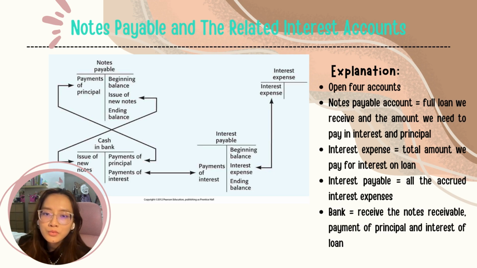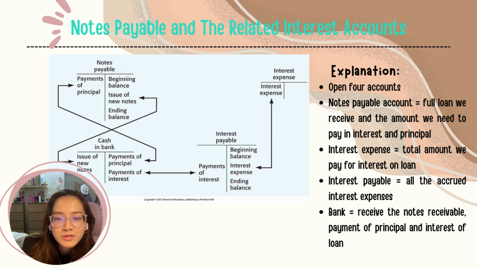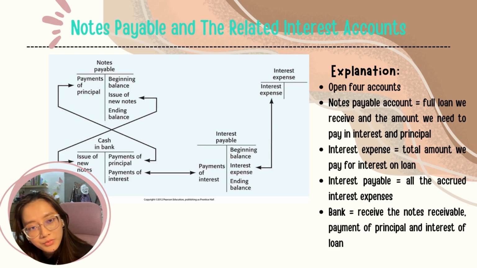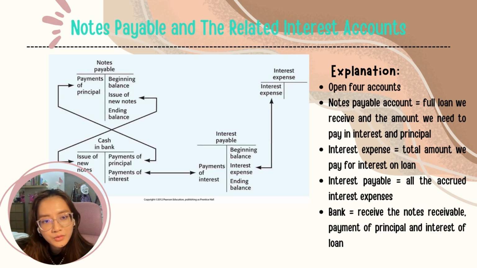So when we issue a new note, we will open the first account, which is notes payable. The debit side will be payments of the principal, and the credit will be issuance of new notes. Why is it credit? Because this note is considered a loan, which is a liability. And for the second account, which is cash in bank, when we issue new notes, we receive the money, so it will be a debit in cash. But on the credit side, there will be two outflows, which are the payment of principal of the notes and the payment of interest.